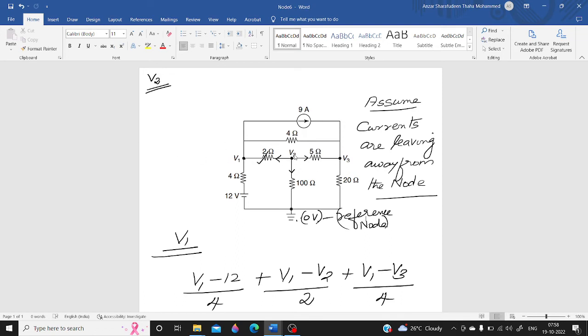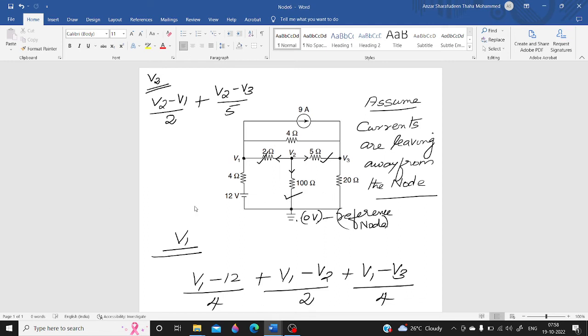Since V2 is at higher potential than V1, the current through this 2 ohm resistor is (V2 minus V1) divided by 2, plus the second one. I am considering this branch, so the current is flowing from V2 to V3. V2 is at higher potential, so (V2 minus V3) divided by 5. So that current is also done.